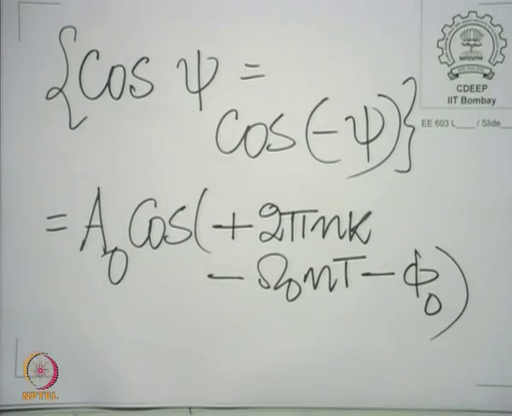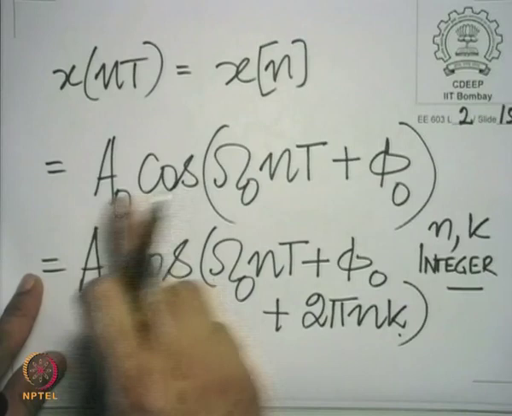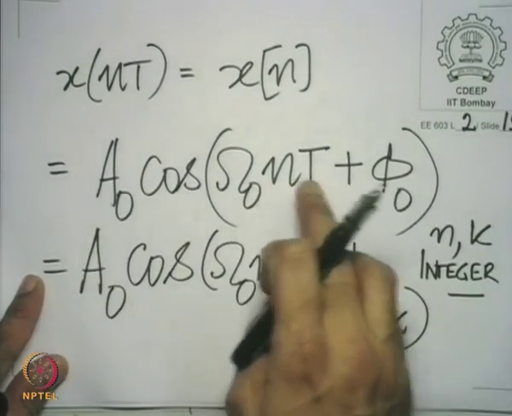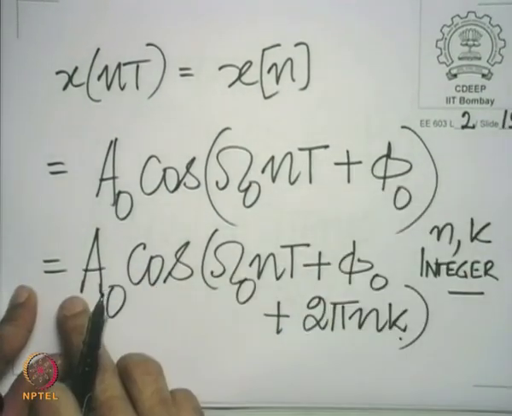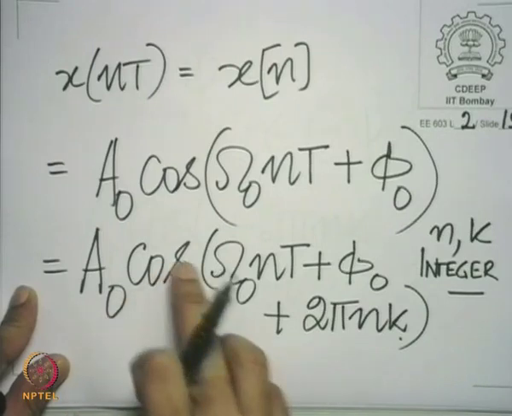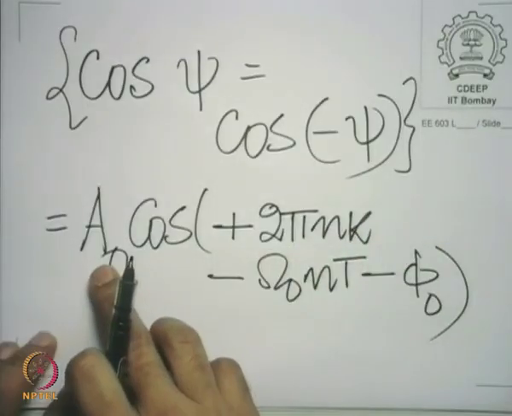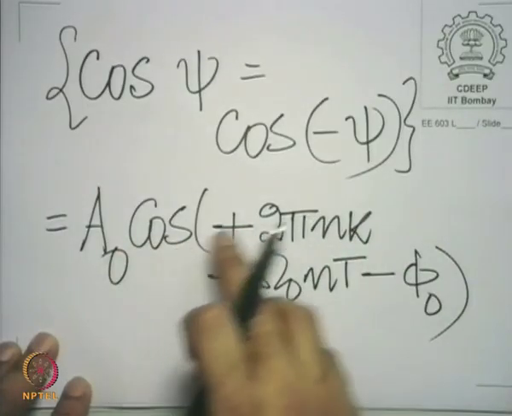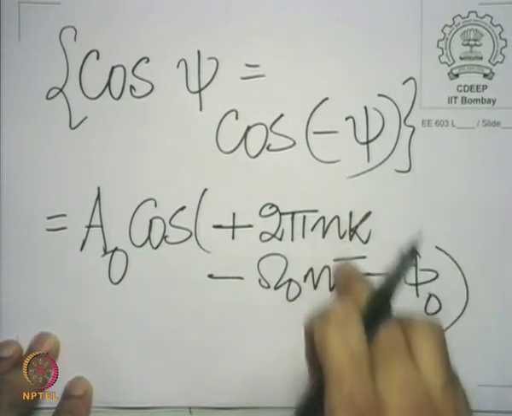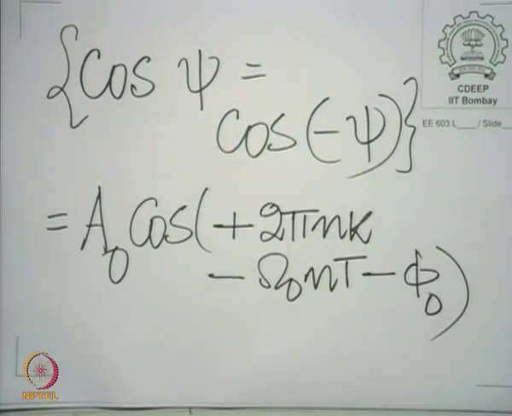So, now I have a very serious problem to deal with. I have A naught cos omega naught n T plus phi naught is equal to A naught cos 2 pi n k plus omega naught n T plus phi naught, and it is also equal to A naught cos 2 pi n k minus omega naught n T minus phi naught.